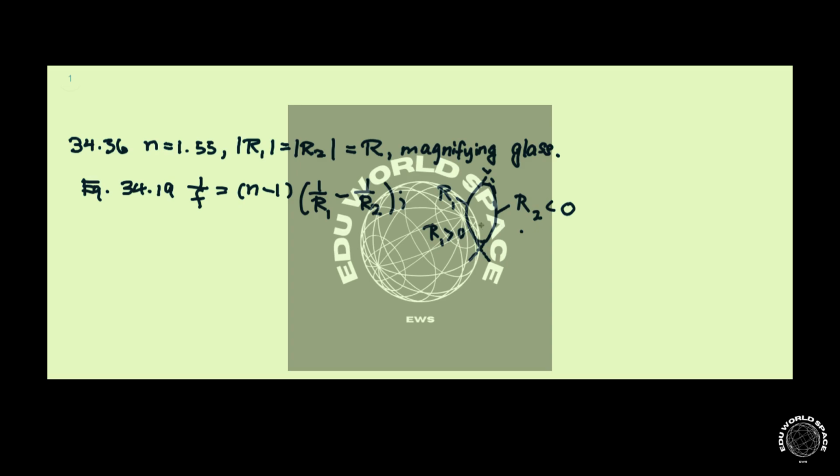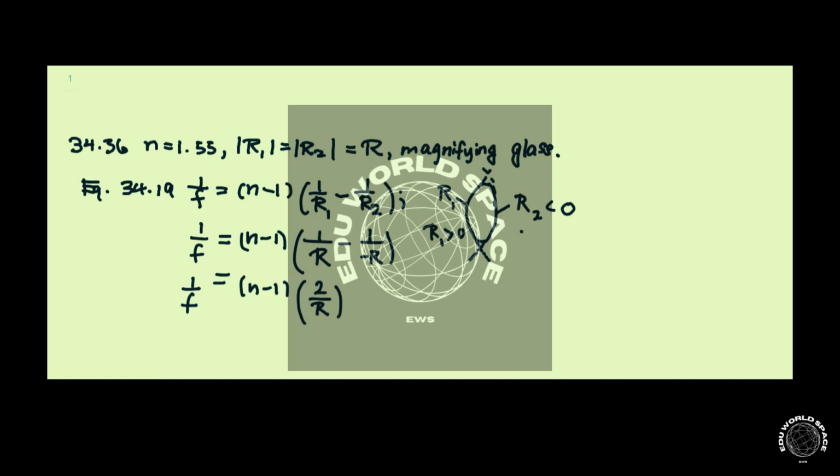Using this idea, we will have 1 over f, and the focal length of a converging lens is positive, equal to n minus 1 over R1, and R1 would now be positive R, minus 1 over R2, where R2 is negative R. So now our equation becomes n minus 1 multiplied by 2 over R. So that's 1 over f.